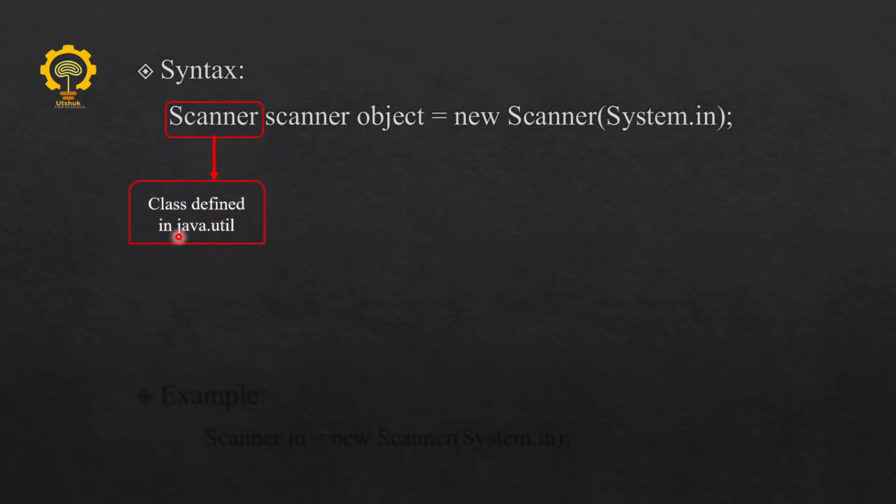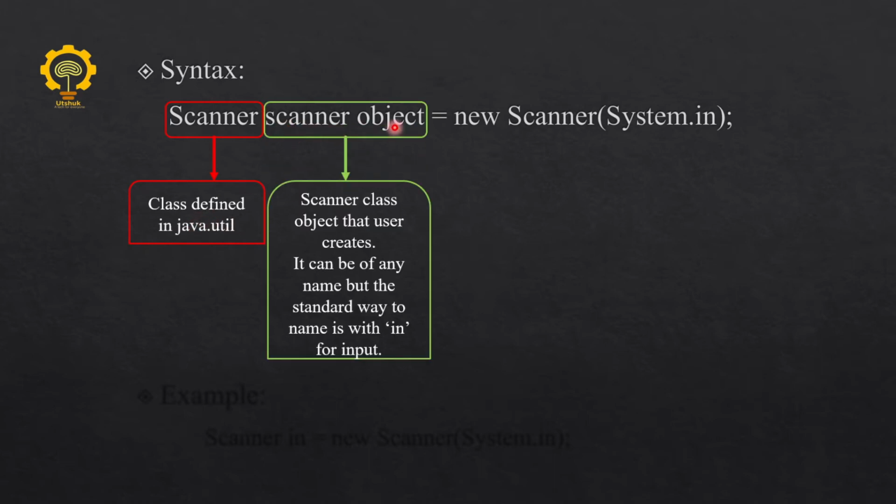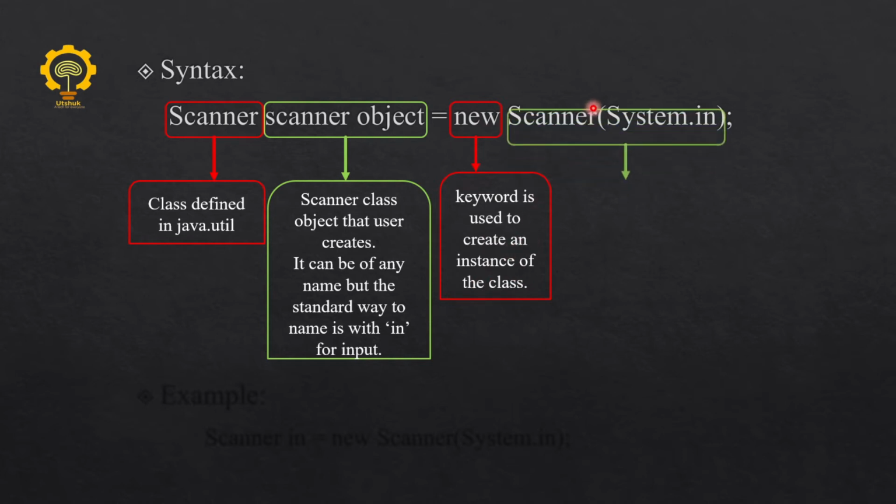This is the class defined in the java.util package, and this one is the object that the user is going to create. It can be of any name, but the standard way to name it is in, as we are taking the input. New is a keyword that is used to create an instance of the class.